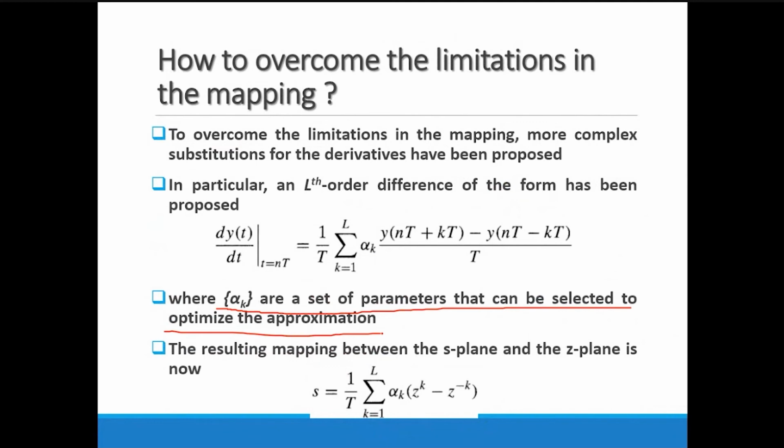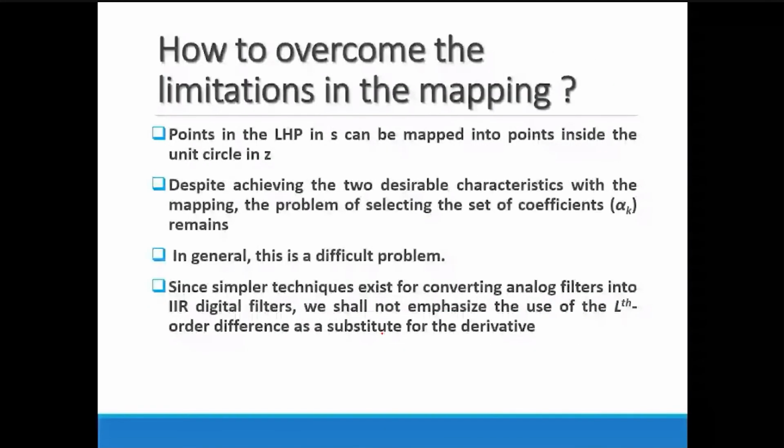Every time we have to select this alpha k parameter in such a way that they optimize this equation, so that whatever lower half plane points of the S plane are mapped inside the unit circle. As a statement, it is very easy to write. We have to select this parameter, and we are able to do that. As far as theory is concerned, this is a solution. We can select this alpha k parameter to optimize this approximation. But in general, it is mentioned that this is a difficult problem. Every time, selection of these parameters is a very difficult problem.